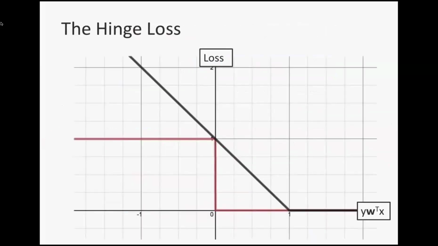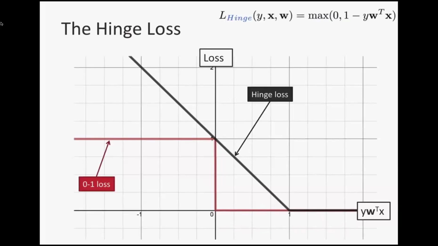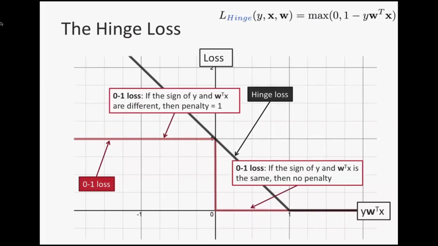You can visualize this, and that's the last thing we'll do today. The original goal of learning is, if the horizontal axis is yw transpose x, the vertical axis is the penalty, the number of points you lose for making a certain prediction. If yw transpose x is positive, that means there's no penalty. If yw transpose x is negative, that means there is a penalty. That's your 0-1 loss, which says you lose a point if you make a mistake. You lose nothing if you don't make a mistake. The 0-1 loss is just basically the number of points you lose for making mistakes. 0-1 loss is not differentiable.